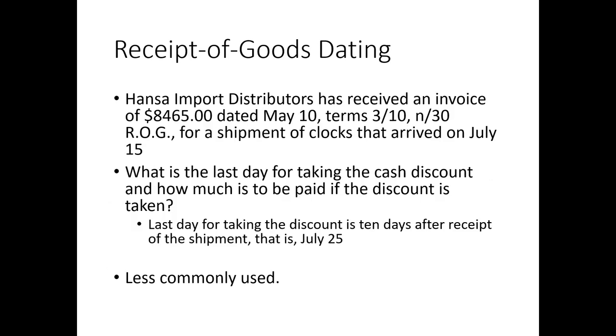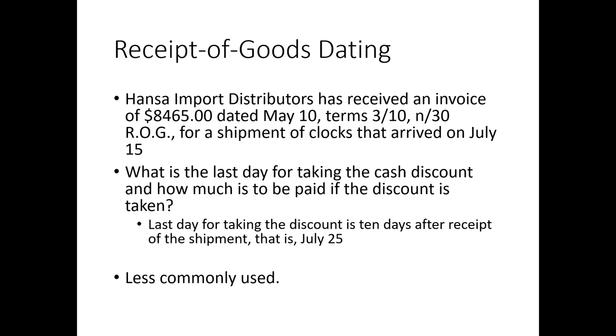Receipt of goods, and again, similar, we're counting. There's a certain repetition to this. So Hansa Import Distributors has received an invoice of $8,465 dated May the 10th. The terms 3/10, n/30, receipt of goods, ROG, for shipment of clocks that arrived on July the 15th. Now that becomes the crucial date, right? What is the last day for taking the cash discount and how much is to be paid if the discount is taken? So remember, ROG just means I start counting the discount period when I actually receive the items.